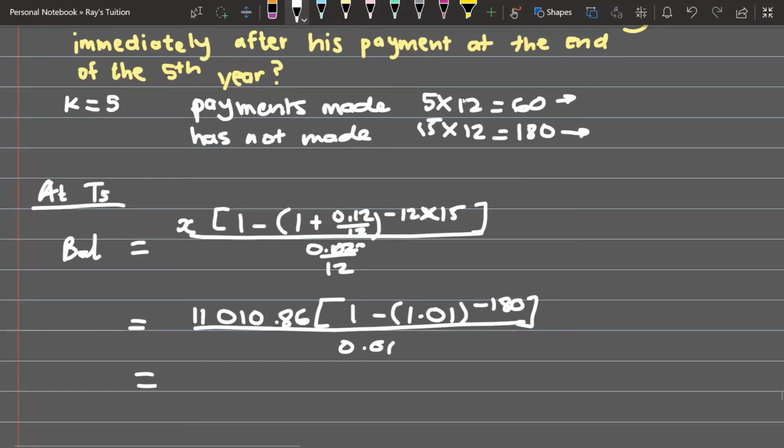Then typing that into your calculator, 11,010.86 times 1 minus 1.01 to the power of minus 180, all over 0.01. So his balance after 5 years is 917,443.18. So that's how much he would have to pay to settle his loan.